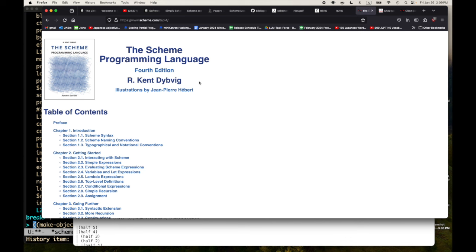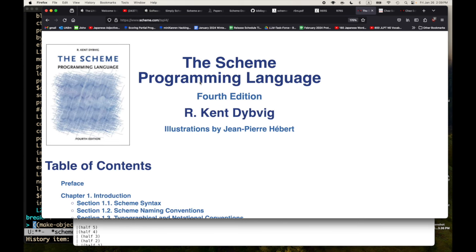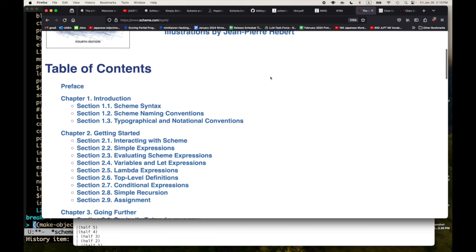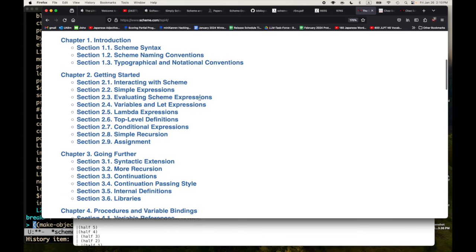Okay, another way to learn about Scheme is to read this book. This is a book I refer to all the time, called The Scheme Programming Language, 4th edition, by Kent Dybvig, who's the creator of Chez Scheme, and who also was the editor of the R6RS spec. The 4th edition describes basically R6RS Scheme. But instead of describing it in a very formal way, it describes Scheme from the standpoint of examples and motivation, and gives a lot more detail.